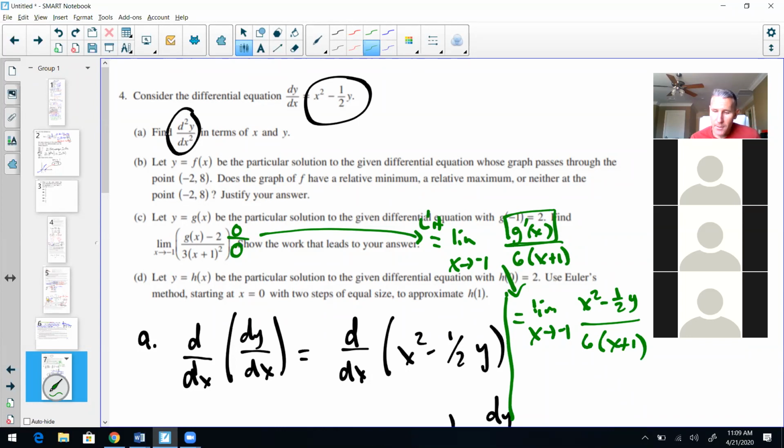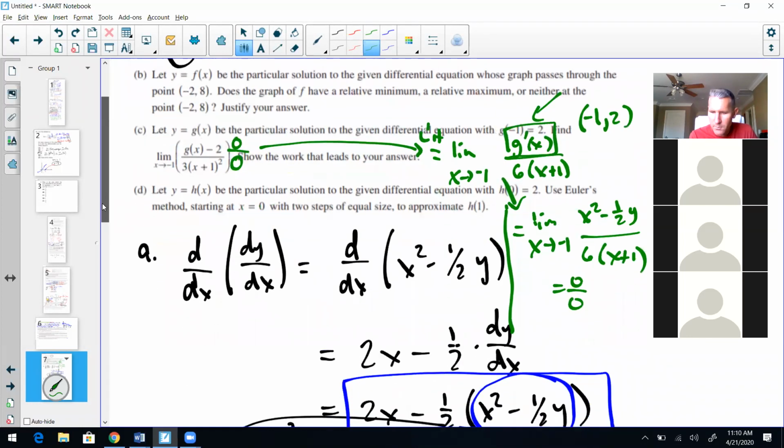So this is at the point -1, 2, right? Because that's what they gave us right there. I'm kind of hiding it. At -1, 2. Now when I just try to plug in those values, I get -1 squared, which is 1, minus 1/2 times 2, which is 1. 1 minus 1 is 0, over, I plug in -1 for x, and I get 6 times 0. So I get 0 over 0. Oh no. So guess what I have to do? What do I have to do?